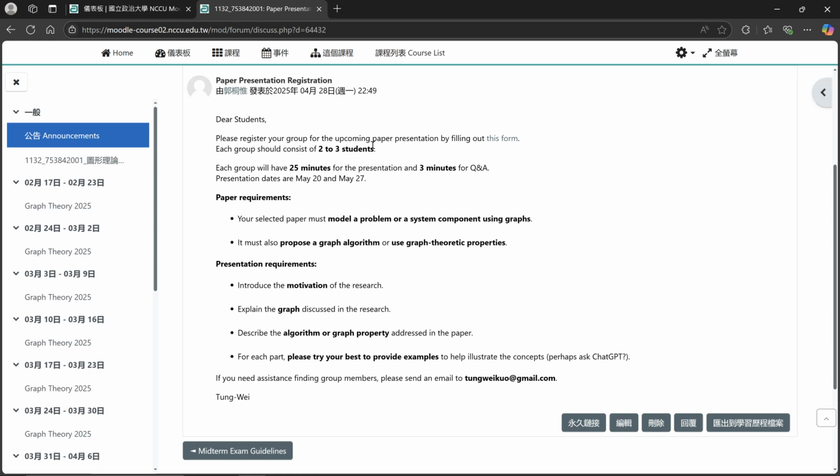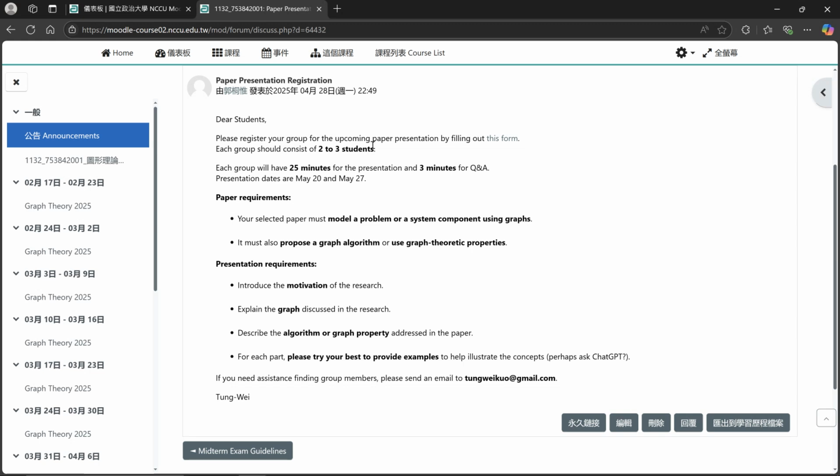So it will be like the 14th and 15th week of the semester. So every group has 25 minutes to present your paper, followed by a 3 minutes QA, okay? And each group can have 2 or 3 students, okay?